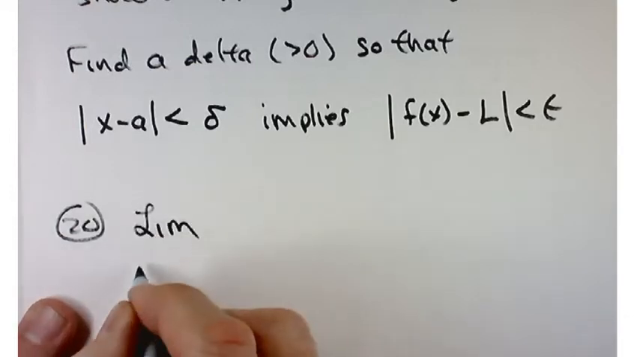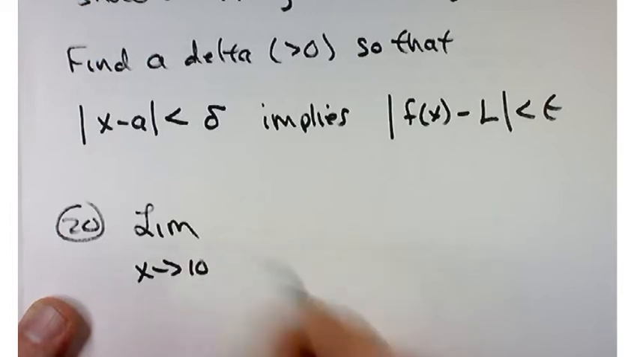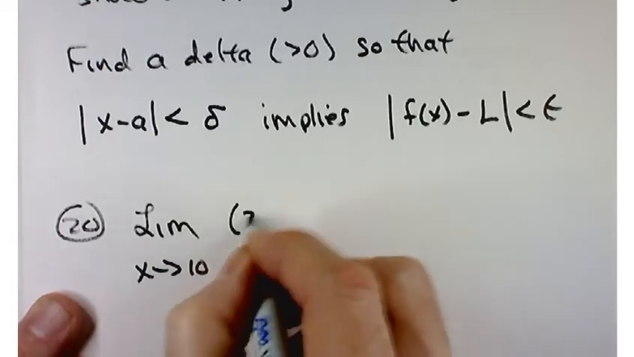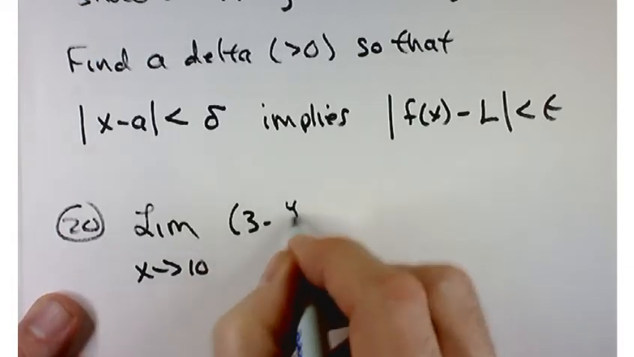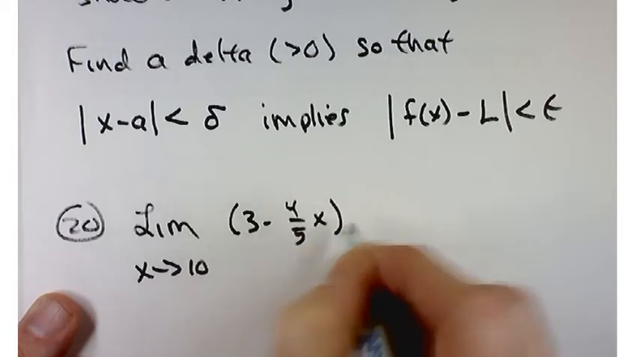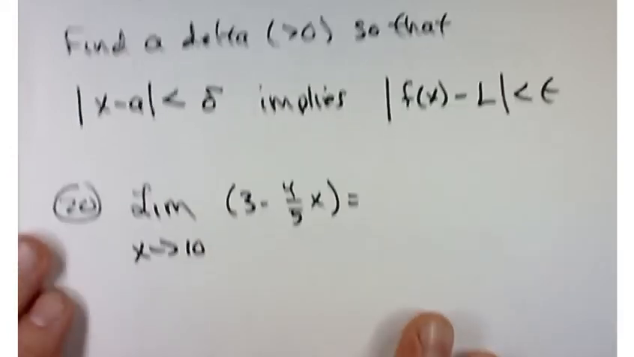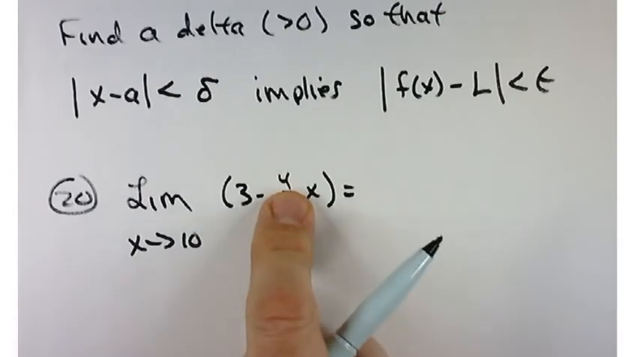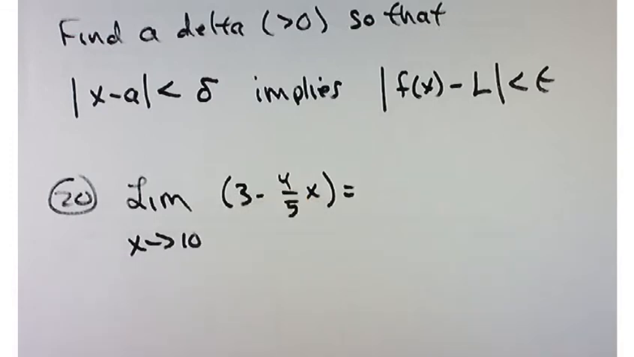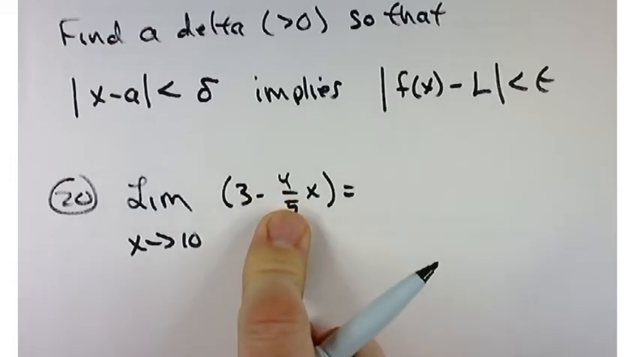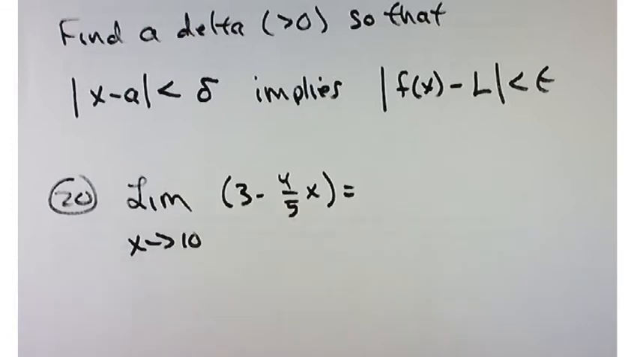We want the limit as x approaches 10 of 3 minus 4/5 x. That's going to be some number. Let's see if we can figure it out. It's not that easy yet. All right, well, can anyone tell me what this limit would be? How would you evaluate this limit on an exam?